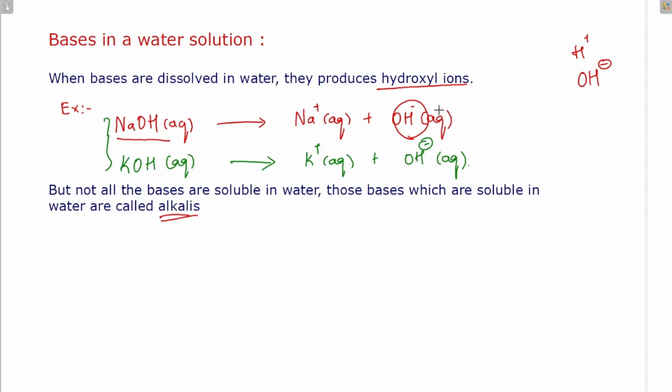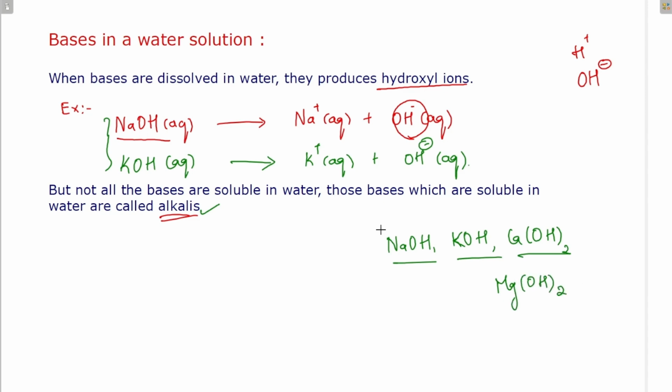OH minus ion is called the hydroxyl ion. Examples of alkalis are sodium hydroxide, potassium hydroxide, calcium hydroxide. These are all alkalis. Magnesium hydroxide is not completely soluble, it is sparingly soluble. And remember that all bases are not alkalis.